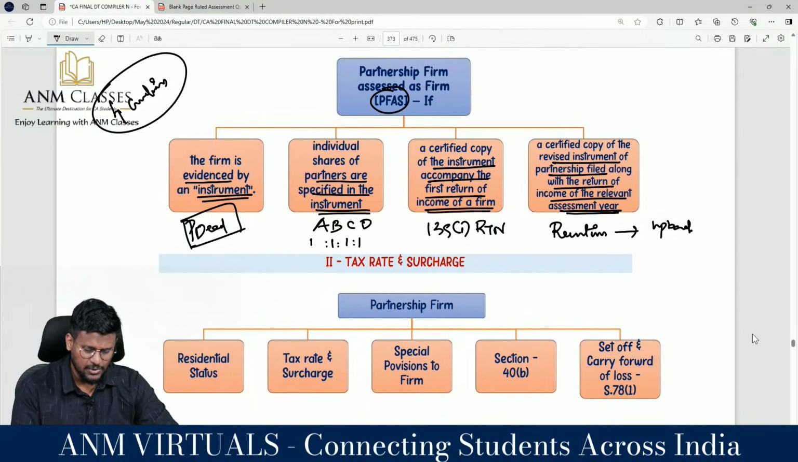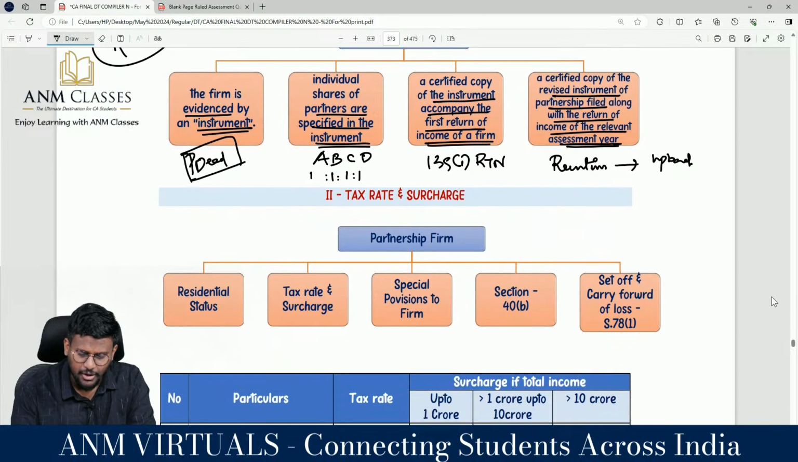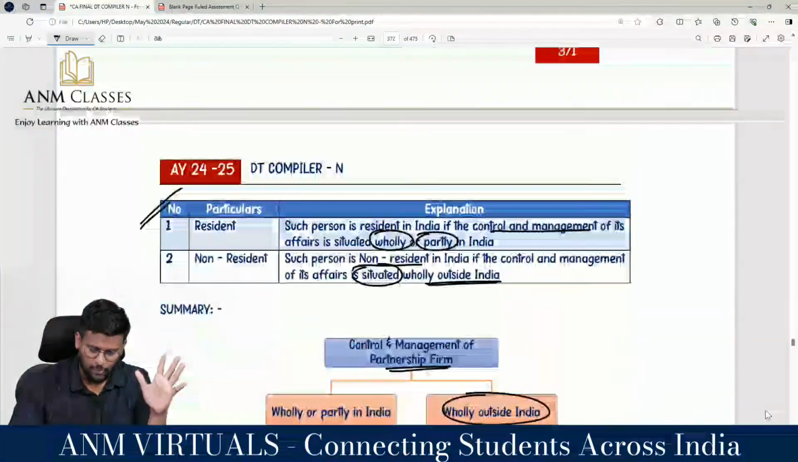So if you satisfy the 4 conditions, that is, the firm is evidenced by an instrument, individual shares of the partners are specified in the instrument, a certified copy of the instrument accompanies the first return of the firm, and a certified copy of the revised instrument of partnership is filed along with the return of income of the relevant assessment year. That's it with the first introduction to the partnership firm.